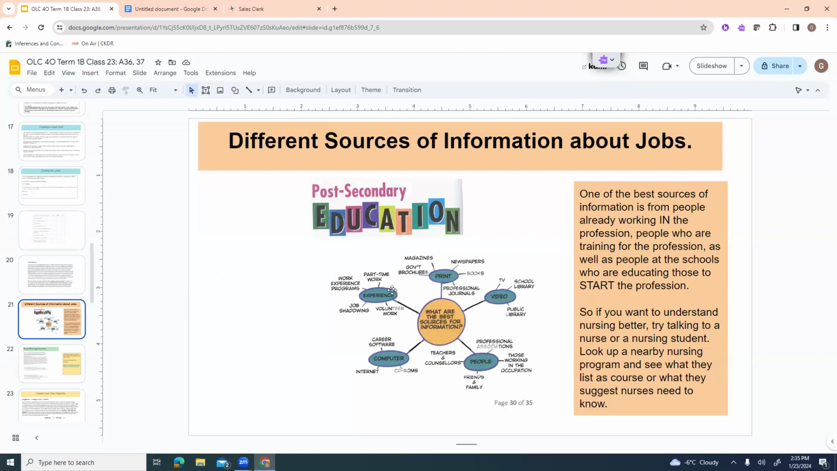You can do part-time work, volunteer work, job shadowing, work experience programs, co-op, print, professional journals, books, newspapers, magazines, government brochures, depending on what you're looking for. Video, TV, school library, public library.